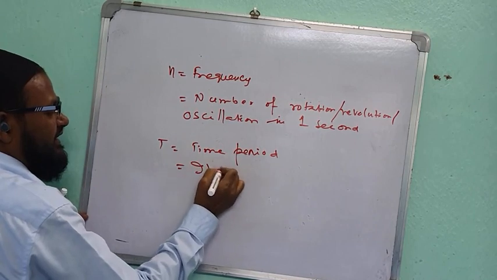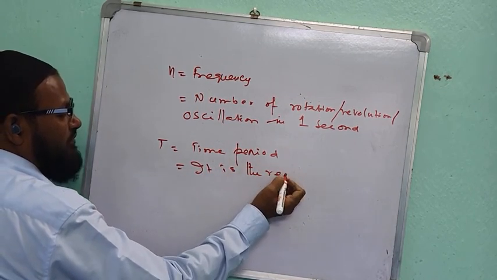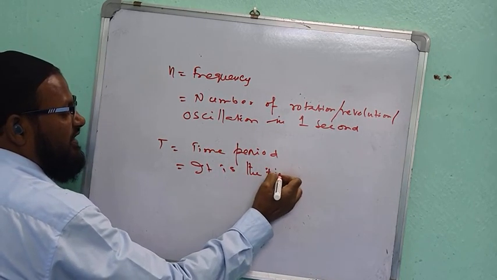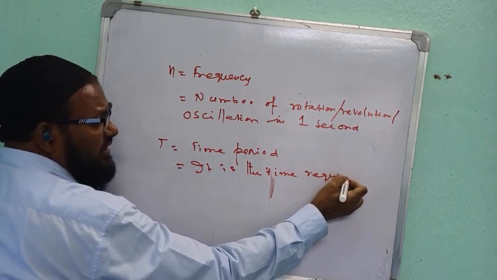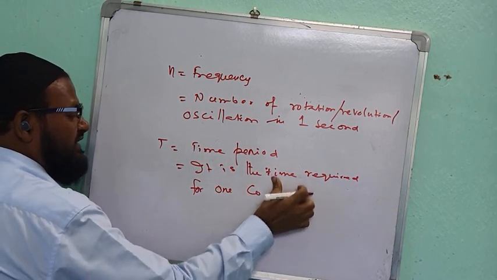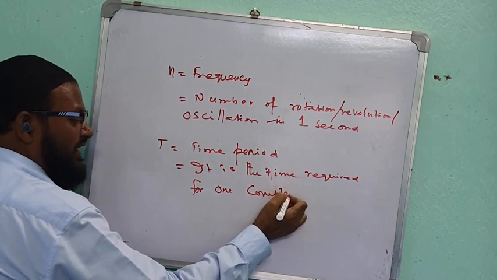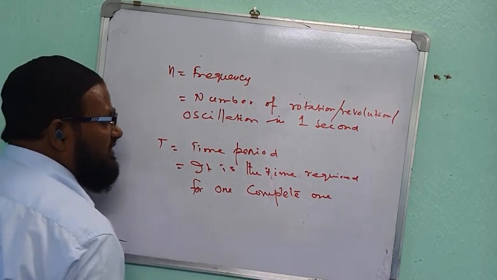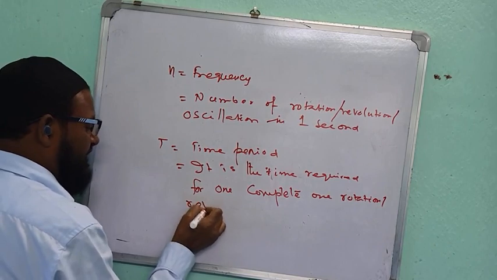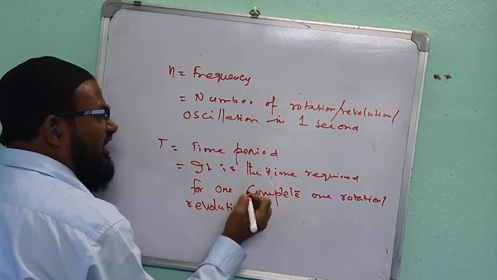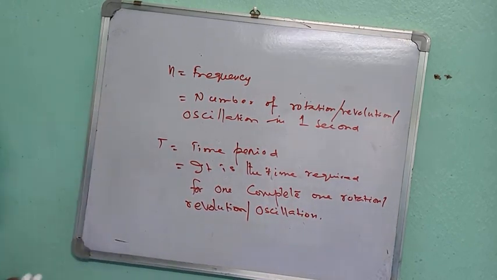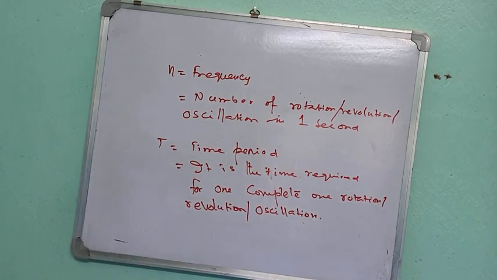What is time period? It is the time required for one, this word is very important, one complete rotation, revolution, or oscillation. Oscillation. Clear? Okay?